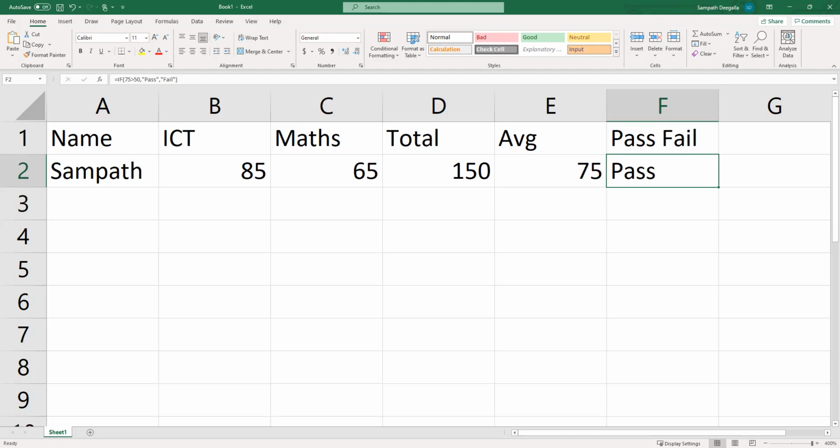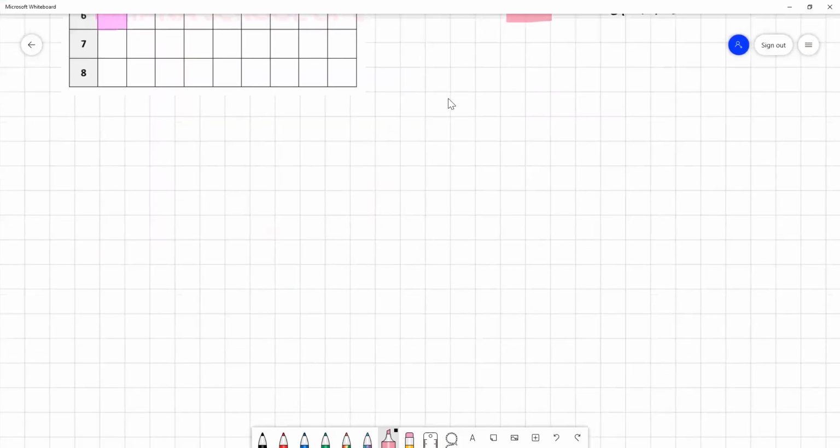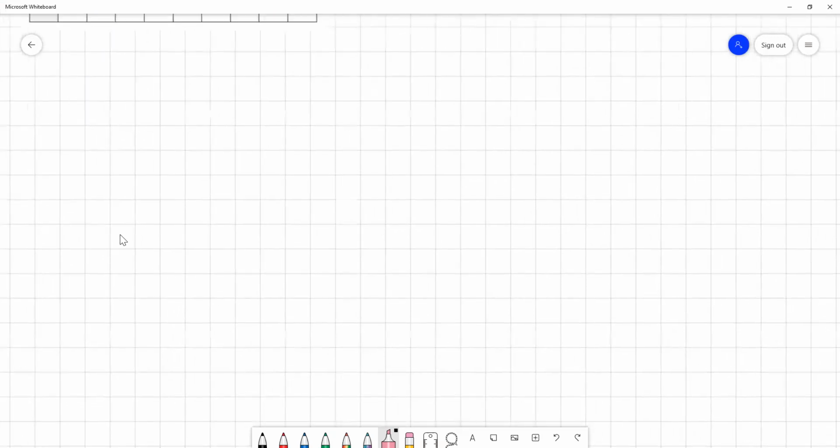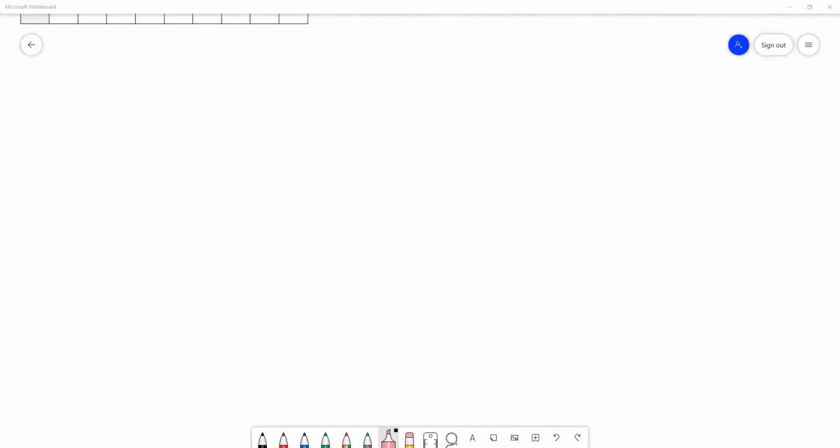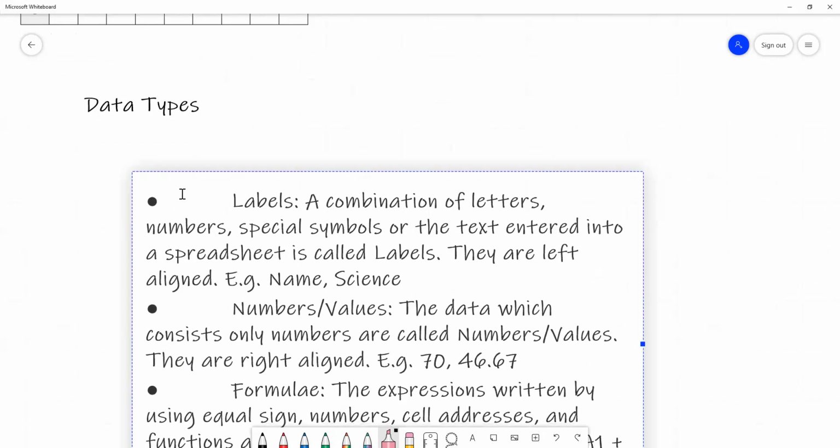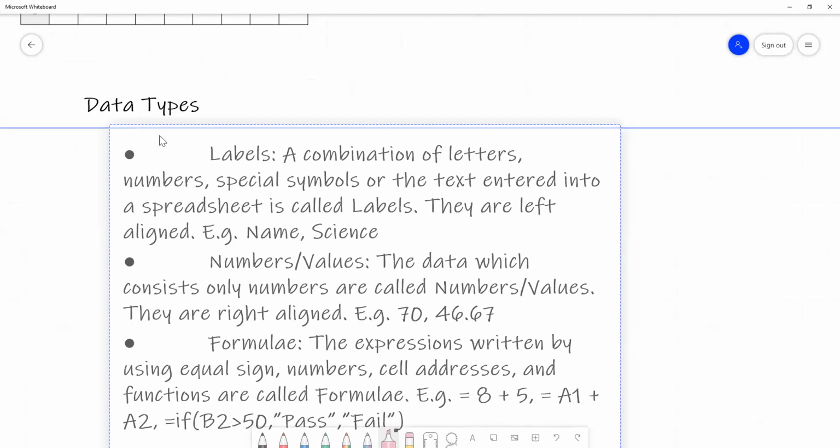So I'm going to share the whiteboard again. Let's take down the different data types. The 3 data types that we have seen are labels, numbers or values, and formulas. These are the possible ones.